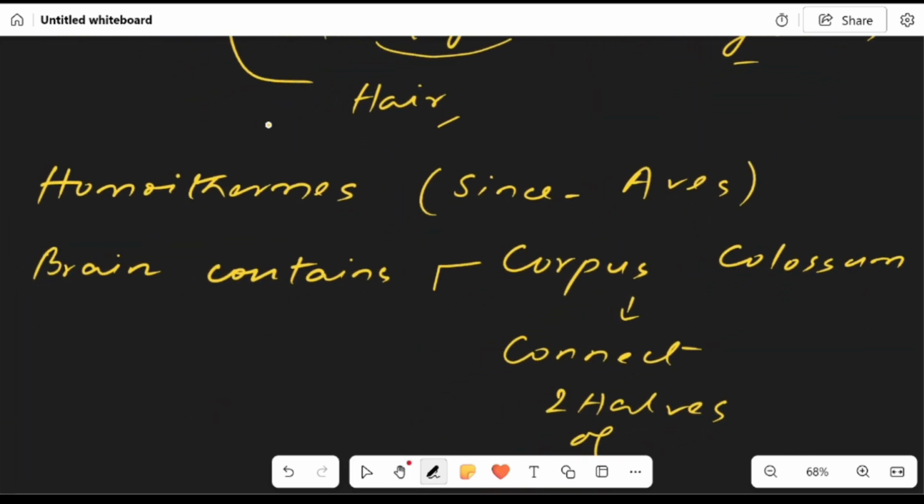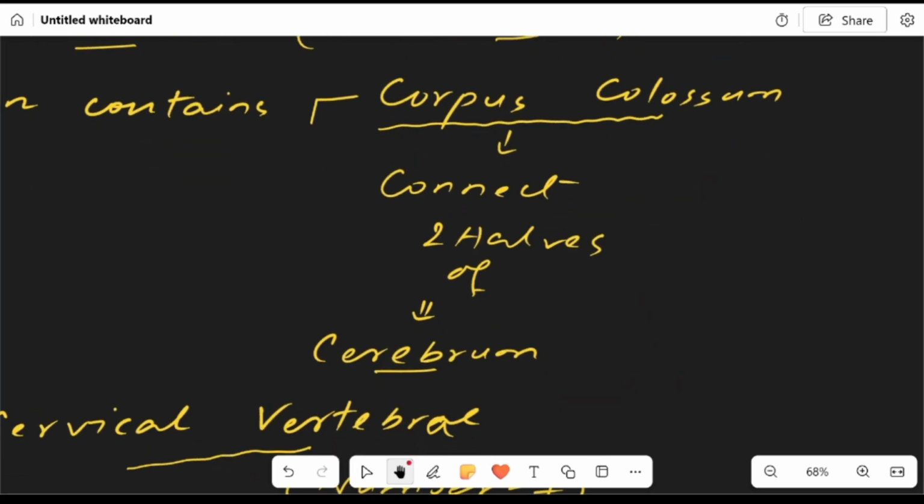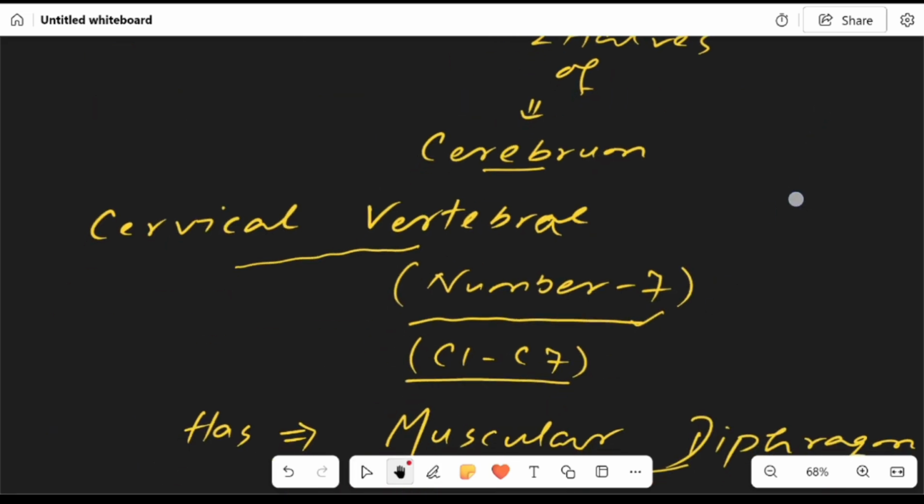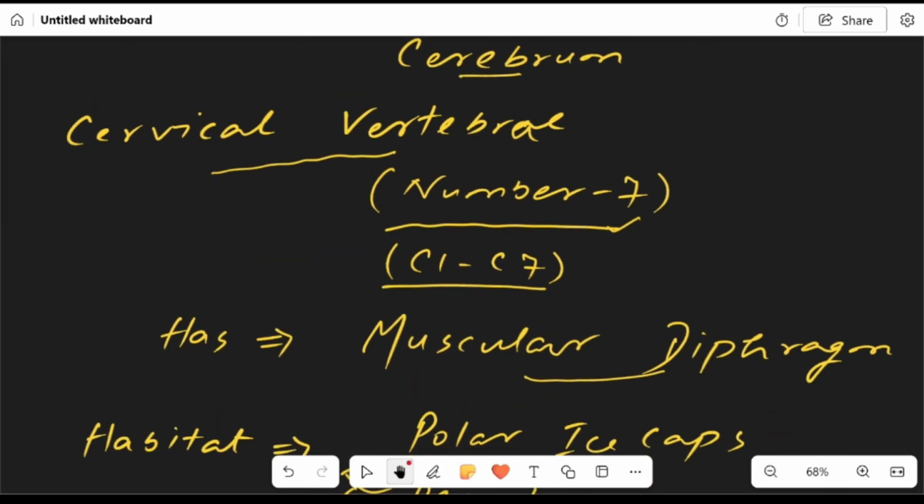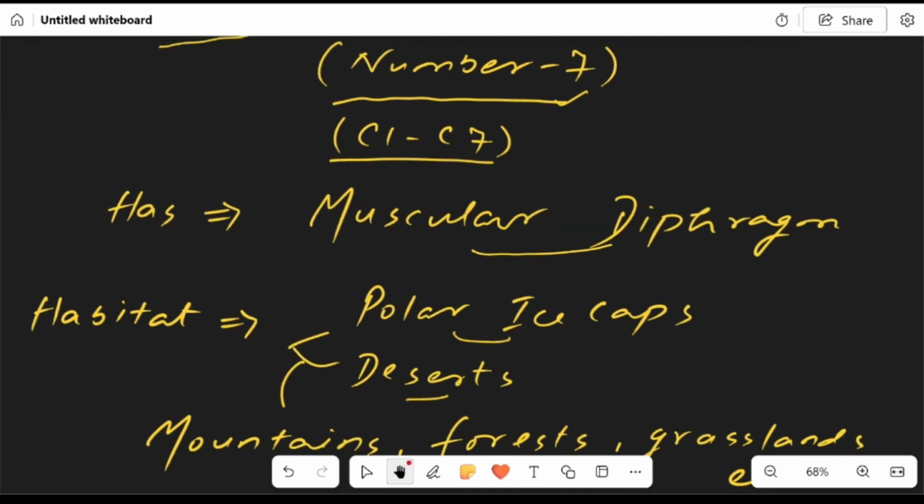These are homeotherms, like birds. The brain contains corpus callosum, an additional characteristic of mammals, which connects the two halves of the cerebrum. The mammals have cervical vertebrae which are 7 in number, C1 to C7. The mammals have a muscular diaphragm also.